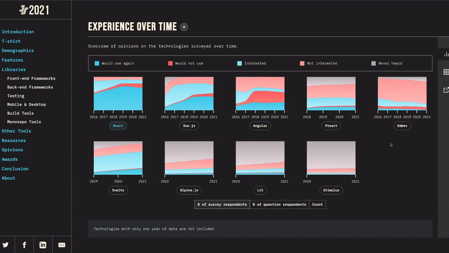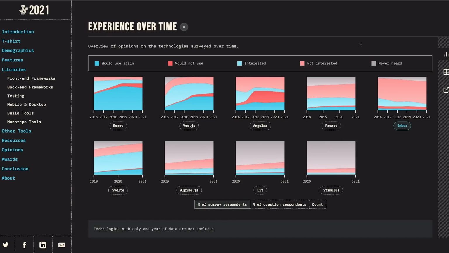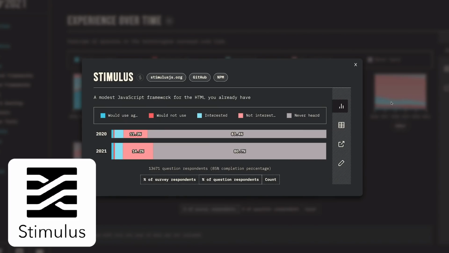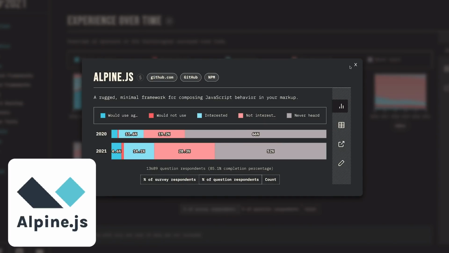What is not an example of a healthy graph is Ember, for example. You can see a lot more people are starting to not use it and are not even interested, which is like a huge red flag. So if you're learning Ember, for example, in 2022, it might not be the best idea. Similarly, the only thing worse than not interested is never even heard of. So that's also bad for a framework like Stimulus. Alpine is also in a bad situation.